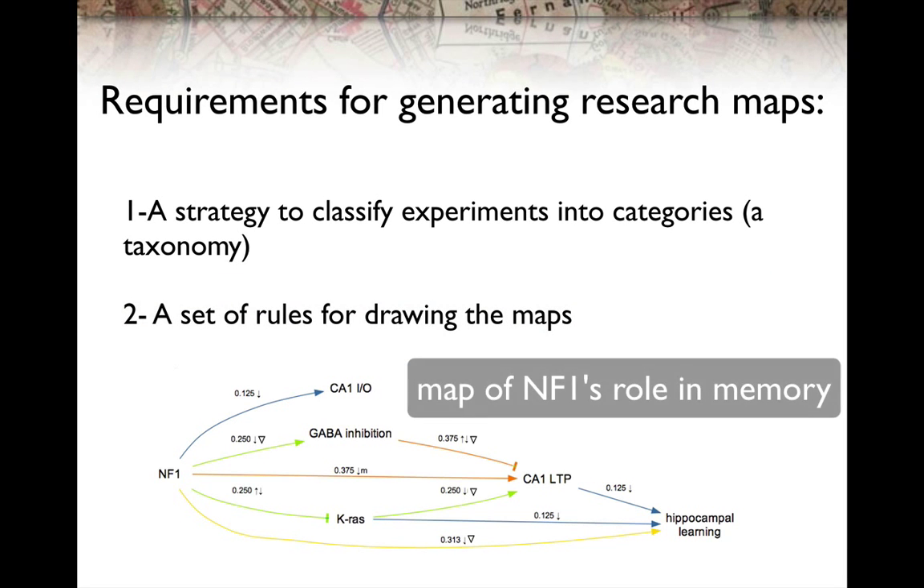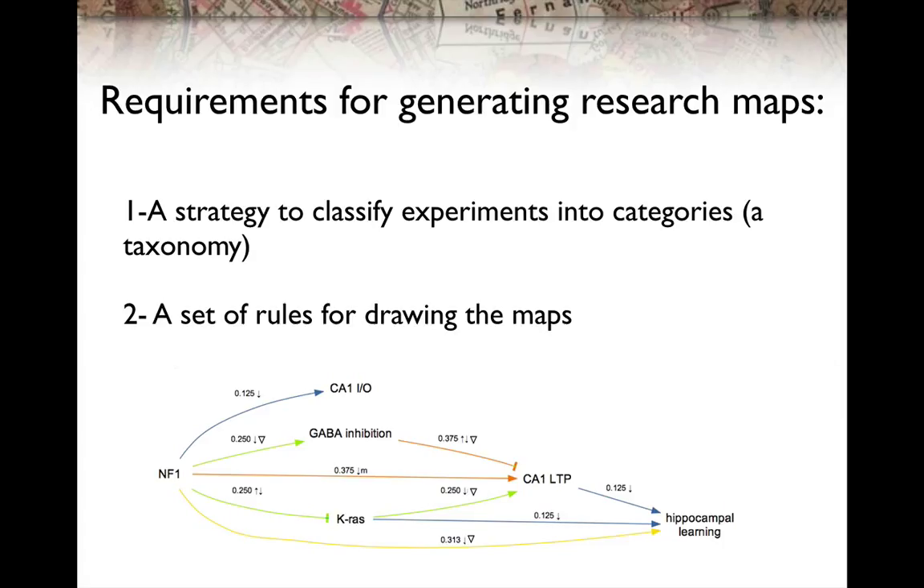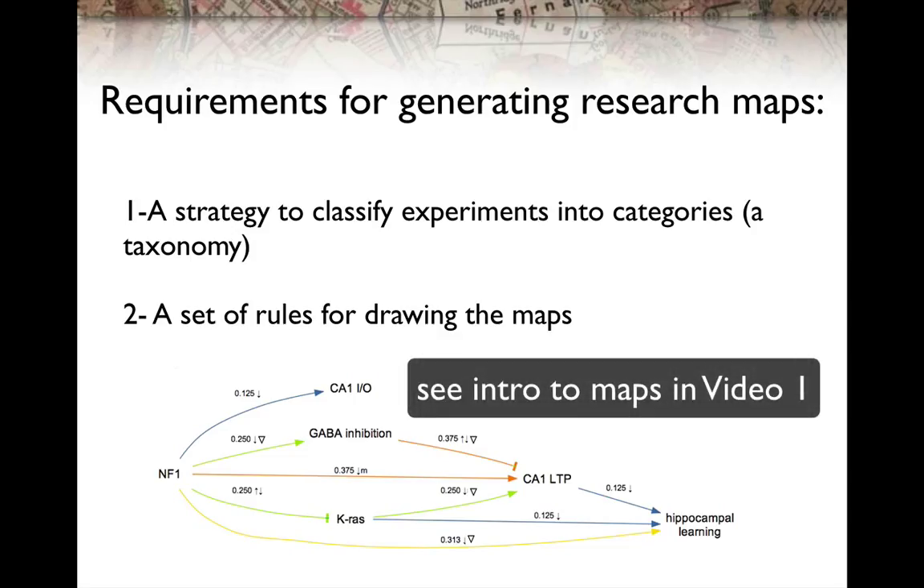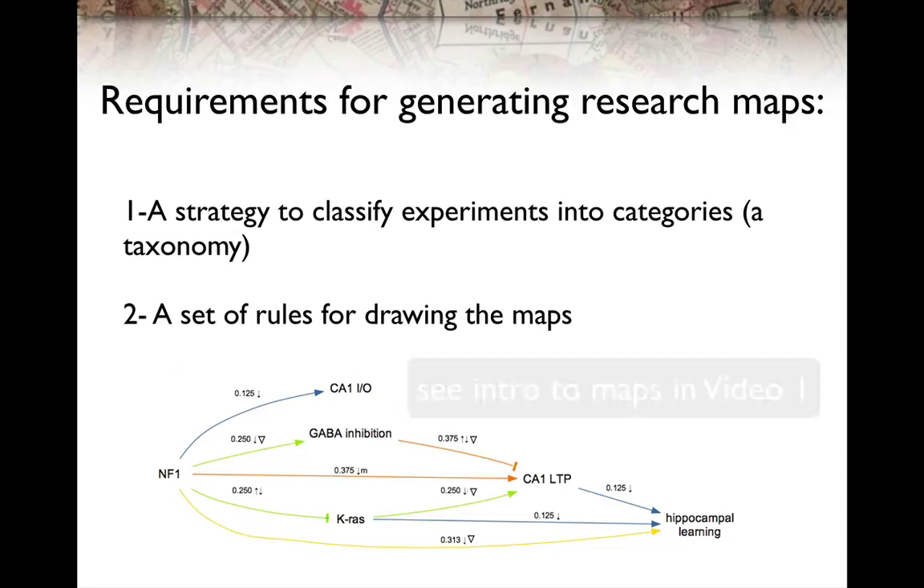This is a real map that we derived with the help of an app programmed in the lab. As you can see, the map has phenomena such as GABA inhibition, and connections, either inhibitory or facilitatory, weights that reflect the strength of evidence, and several other things that were already mentioned in the first video and that will be covered in detail in future videos.